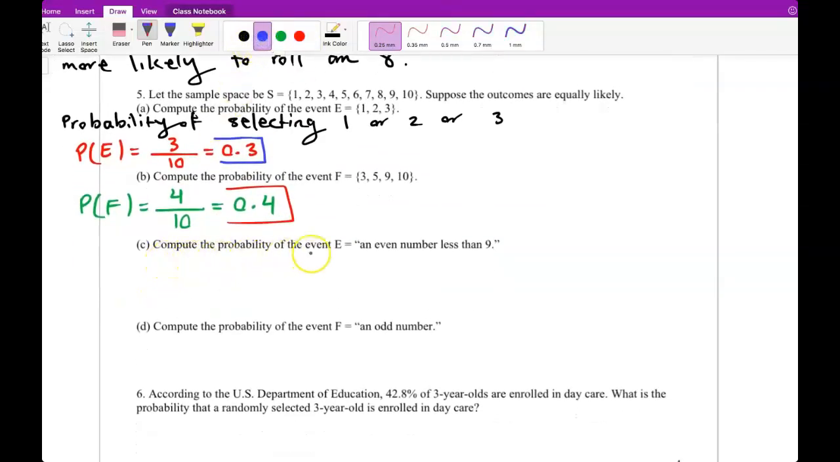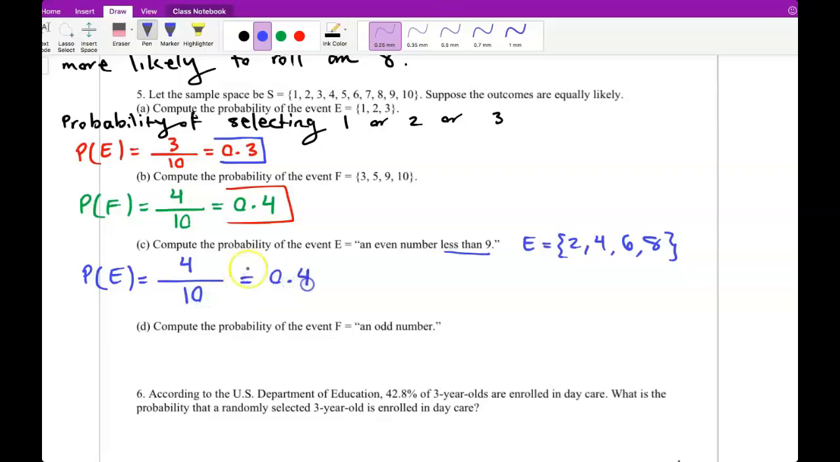Now part C, compute the probability of the event E, an even number less than 9. Rewriting that in roster form, we have even numbers 2, 4, 6, 8. I'm not able to write 10 because it's less than 9, so we should stop here. Now the probability of this event is how many numbers we have inside, which is 4, divided by our sample space, which has 10. So exactly the same answer as the previous part, 0.4.